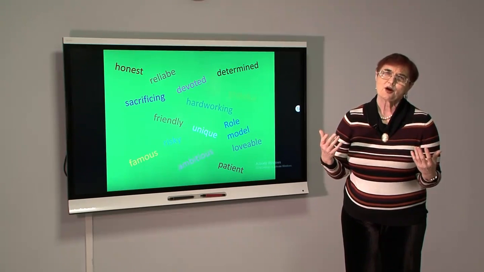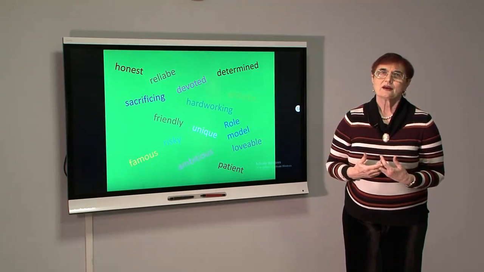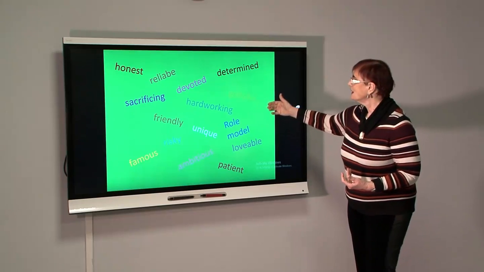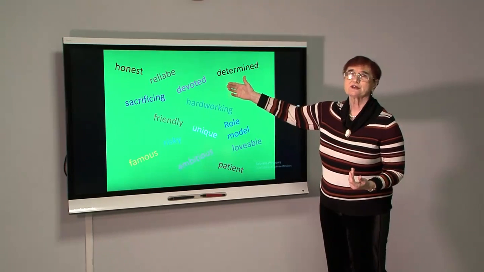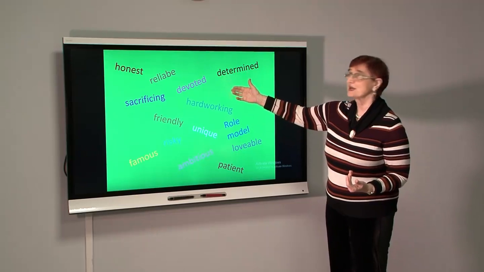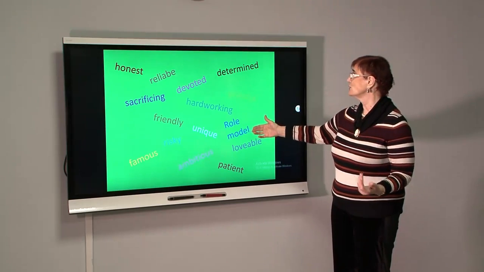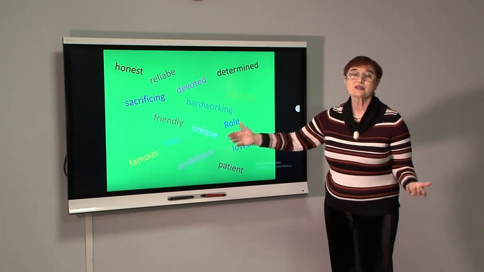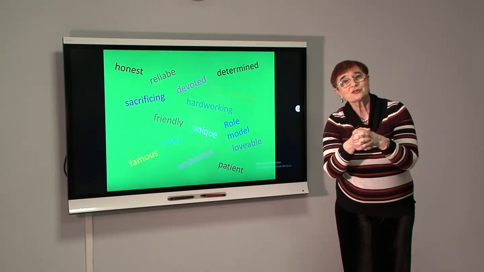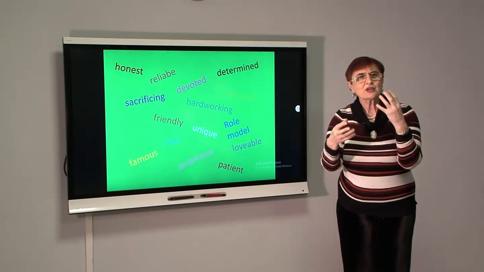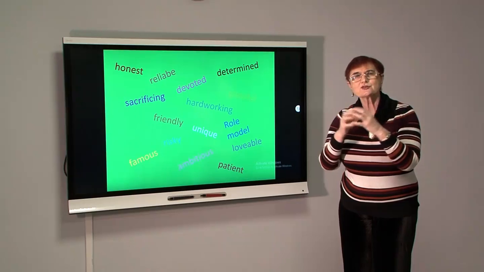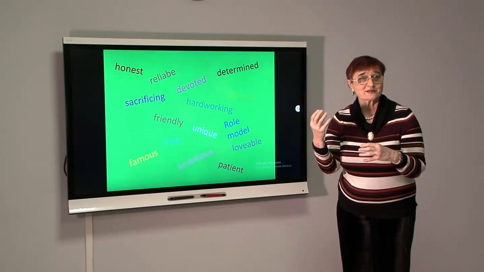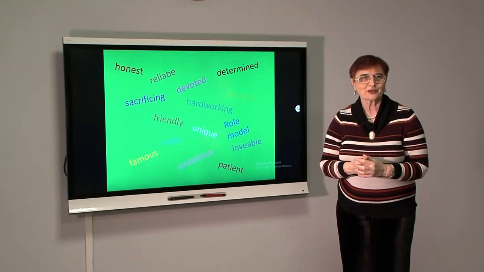Being friendly, being considerate, and here are the adjectives that I put on the wall: determined, devoted, reliable, honest, sacrificing, friendly, unique, hardworking, role model, lovable, patient, ambitious, famous. And you, while sitting in front of the TV, think of these words and try to match them either to Albert or to Hans, and analyze this story.